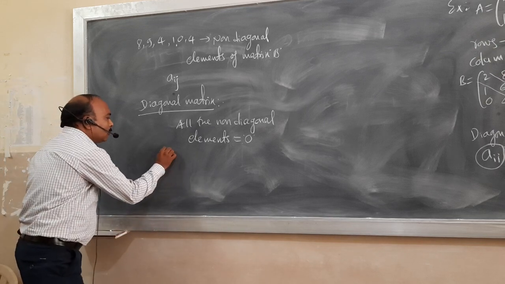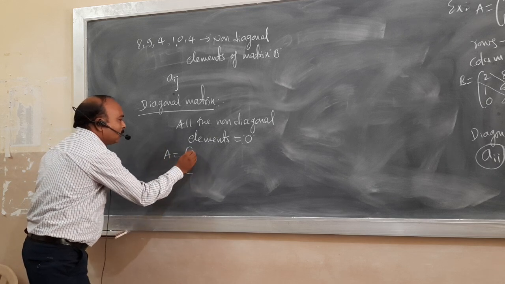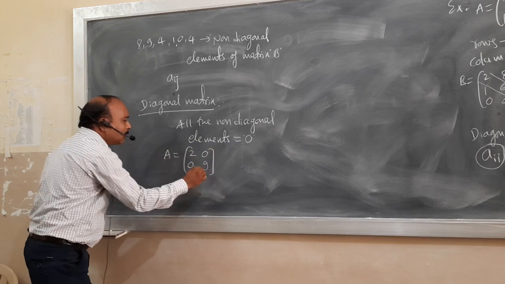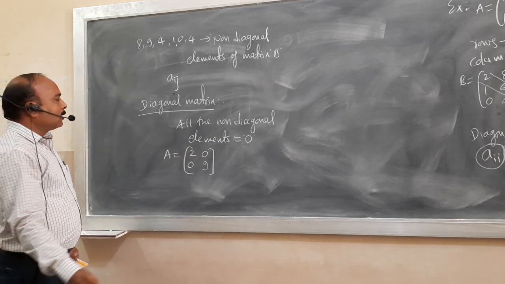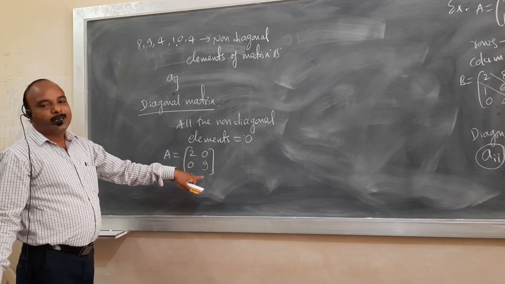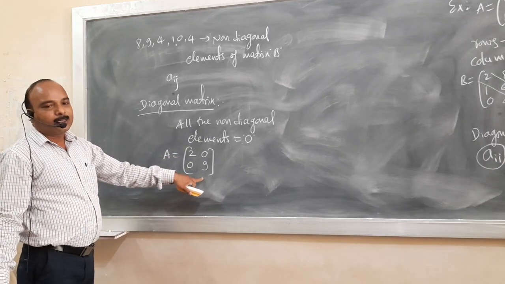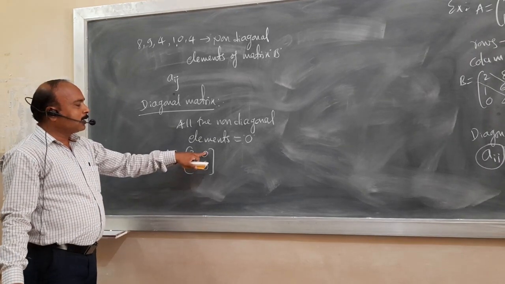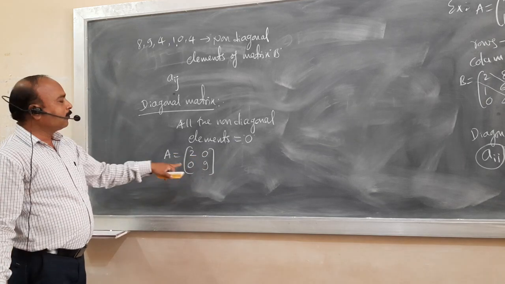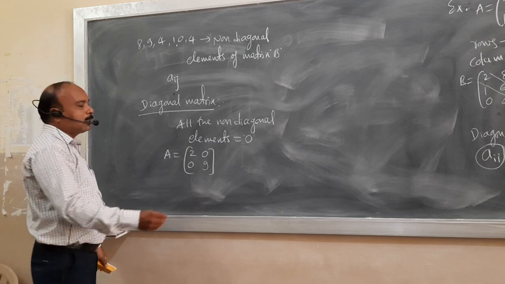Now, for example, A equal to [2, 0; 0, 9]. It is a diagonal matrix. It is a square matrix. Here we observe that the diagonal elements are 2 and 9. They are not equal to 0. And the non-diagonal elements are 0 and 0. Therefore, it is considered a diagonal matrix.